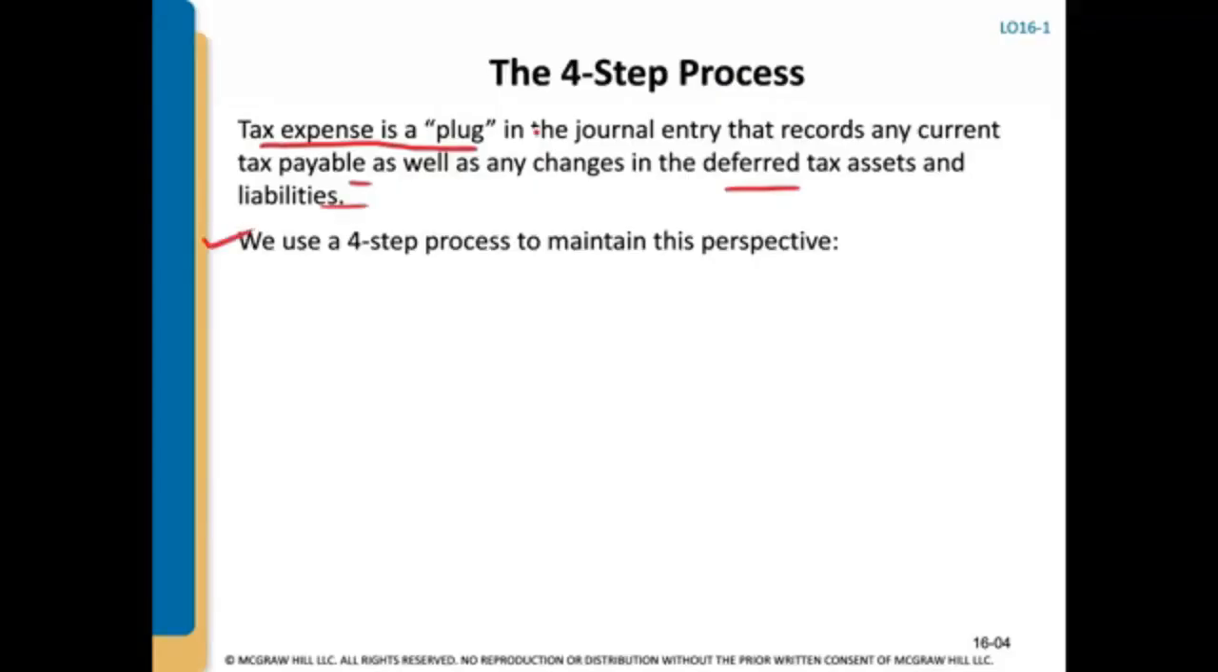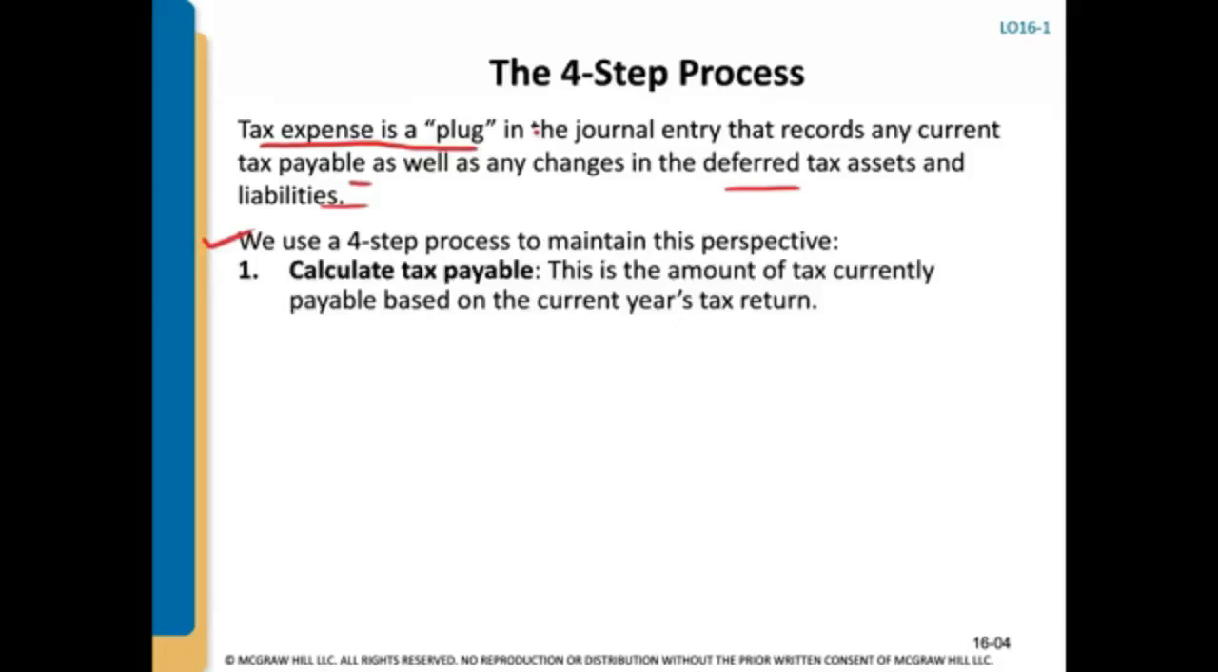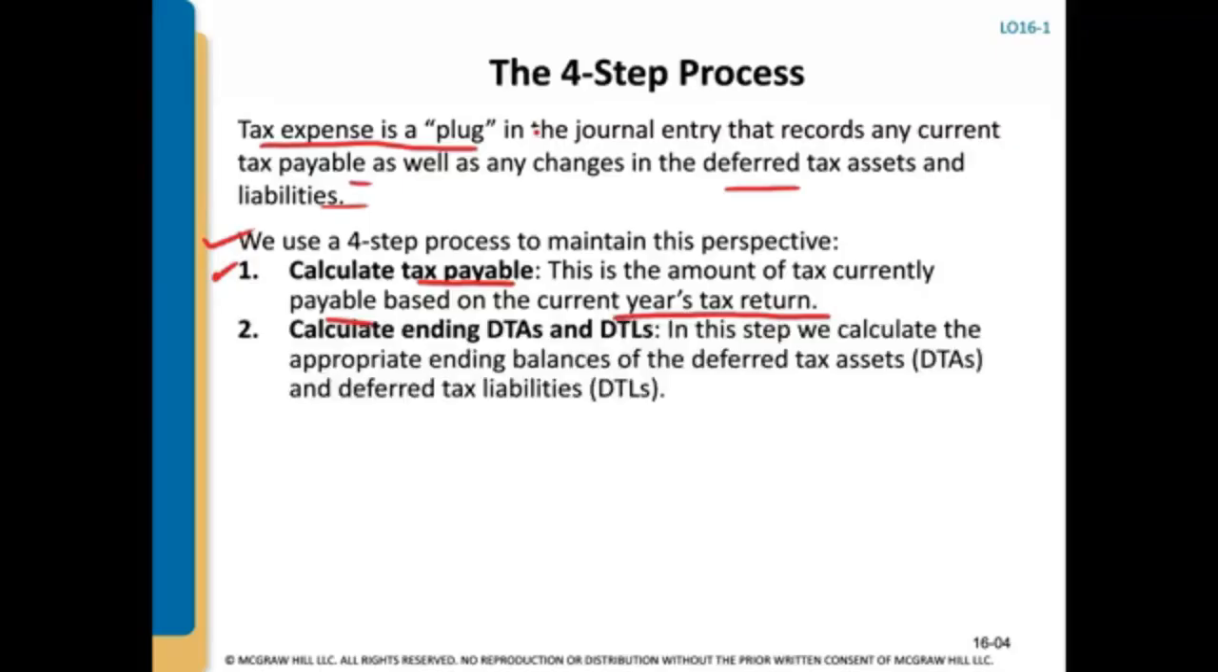And we use a 4-step process to do this for income tax accounting. Step 1 is always calculate the income tax payable. This means the current tax payable. This is the amount of tax currently payable based on your current year tax return. So you look at your taxable income, multiply by your enacted tax rate. That's going to be your current tax payable, and that's a liability.